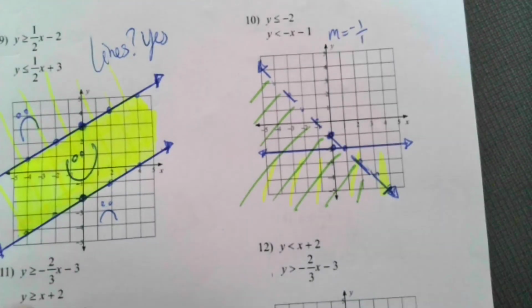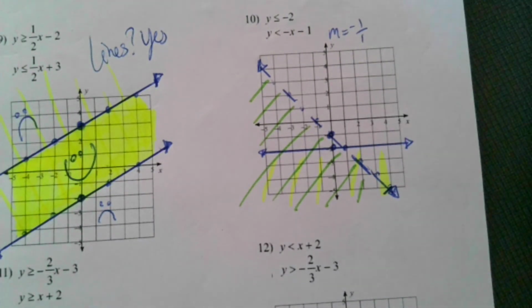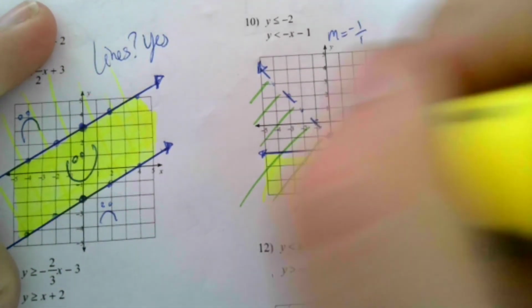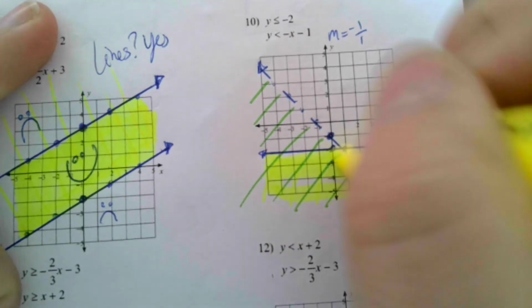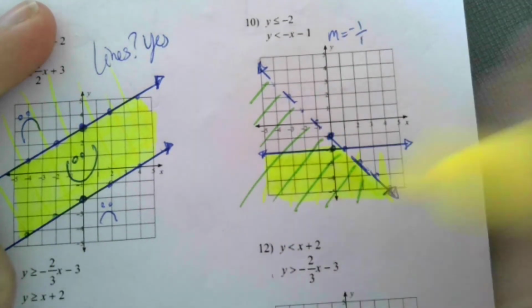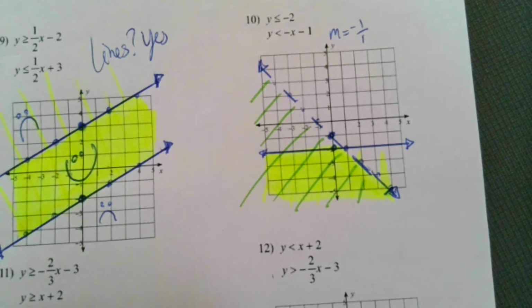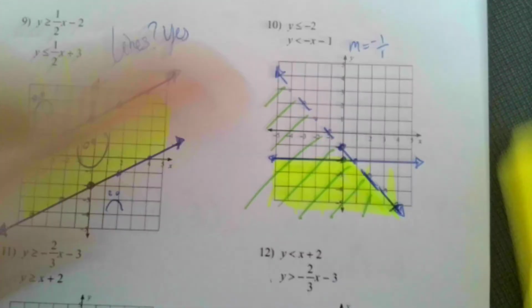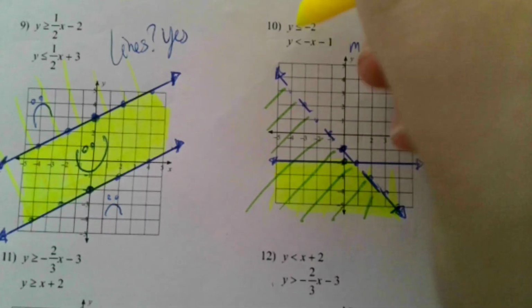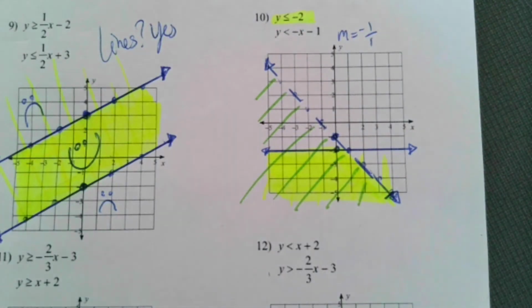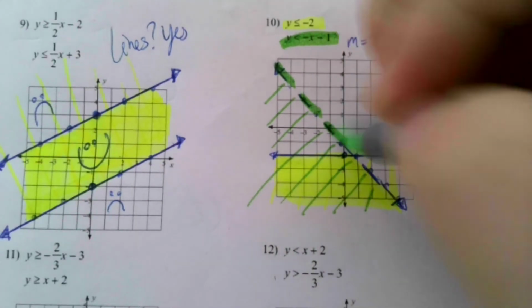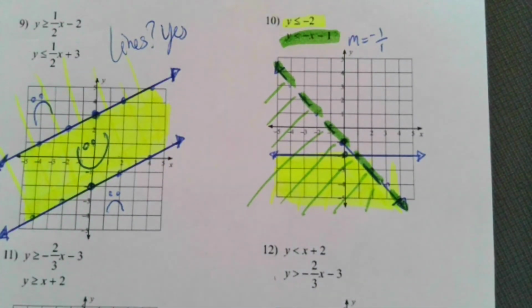And I want the part that works for both equations. So it's going to be a funky shape. It's right in here. Okay? Can you see how this part works for the yellow and this part works for the green? I'll make this guy yellow. And I'll make this guy green. But we want the part that works for both of them. Does that make sense? Mm-hmm.